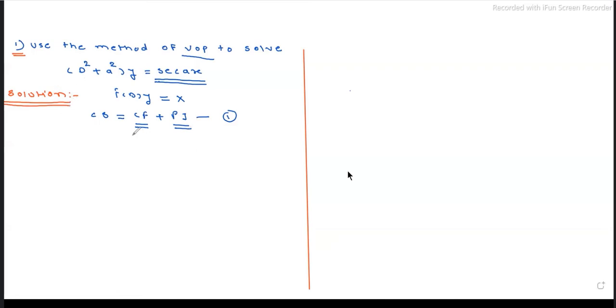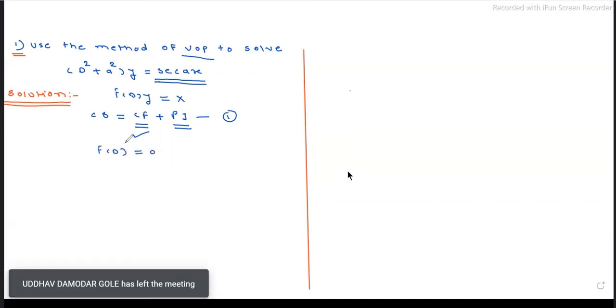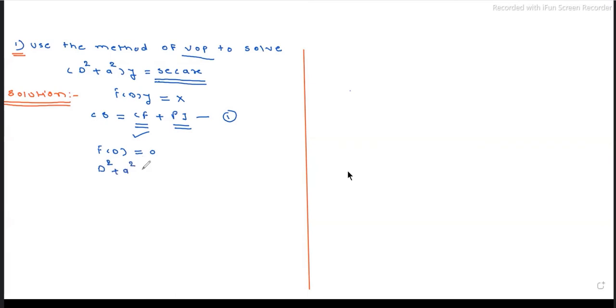As usual, let us try to find out the complementary function. Okay, for finding the complementary function, the auxiliary equation is f of t is equal to 0. In our equation, the auxiliary equation can be written as D square plus a square is equal to 0. You can easily observe from the equation that f of D is D square plus a square is equal to 0.